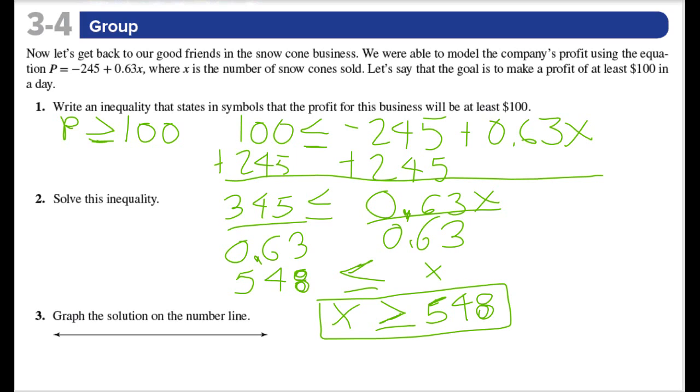Right? Graph the solution on the number line. I've got 0, 548, and I go to the right because I want to include the numbers that are bigger than 548. And we know 548 will work, so we can fill in the dot. Go on to question 4 and restart the video when you're done.